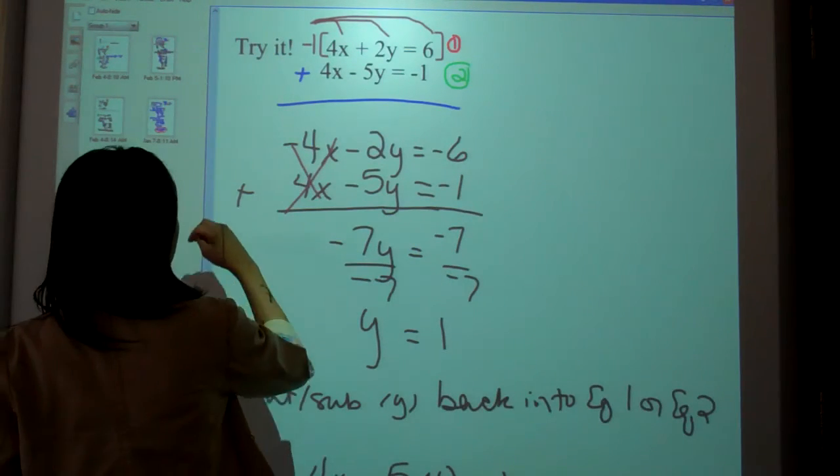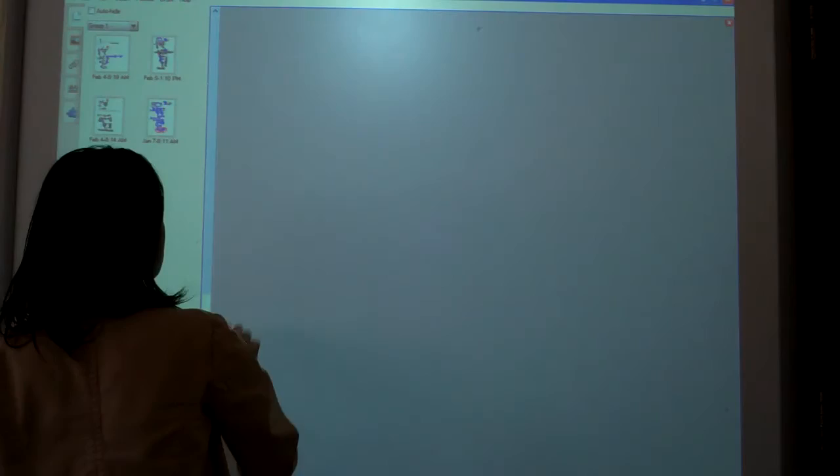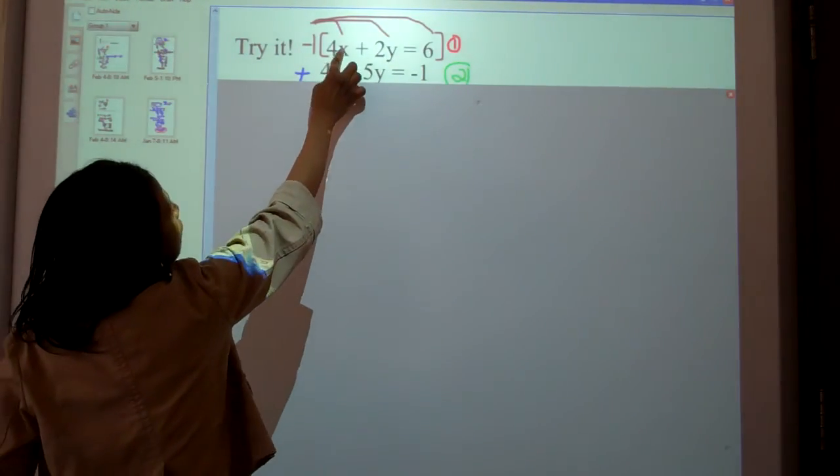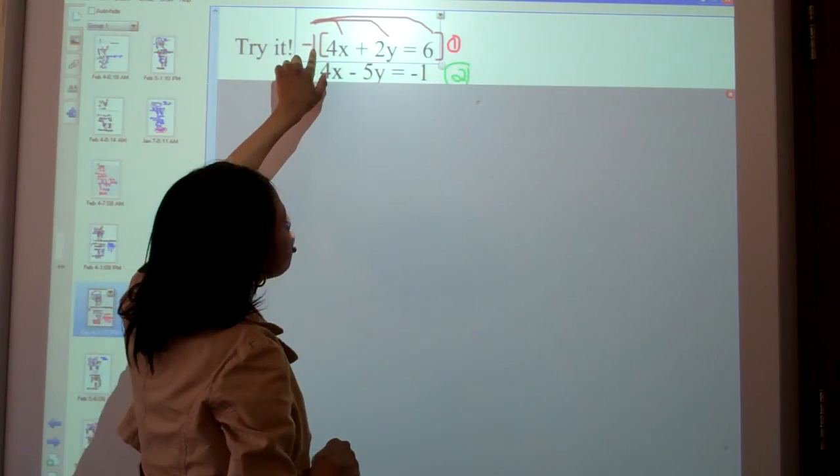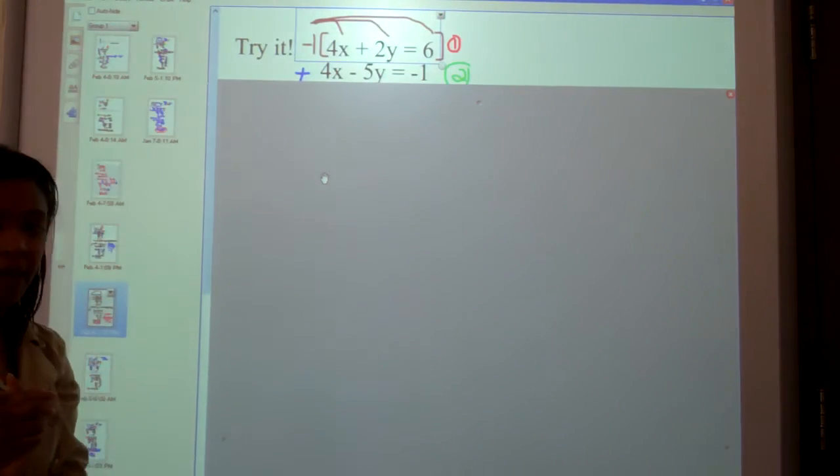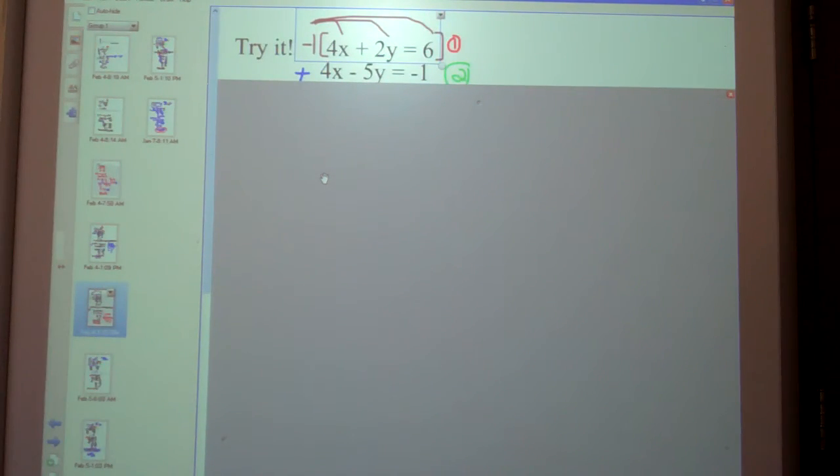All right, here's the next one. You can try this one on your own. Okay? 4x plus 4x wouldn't work, so I multiply by a negative 1 to get that. And there's part 1 of this lesson.